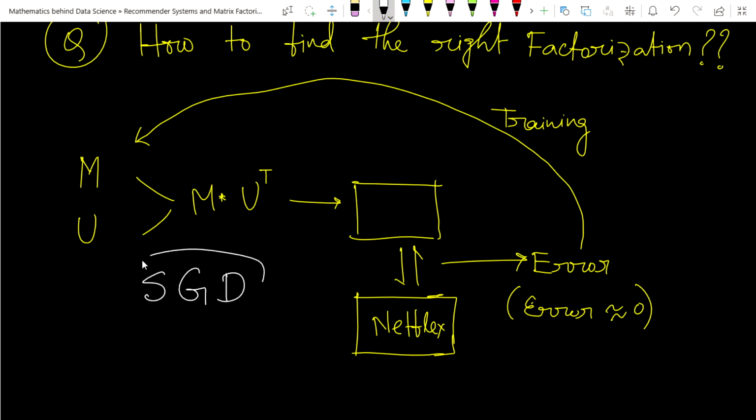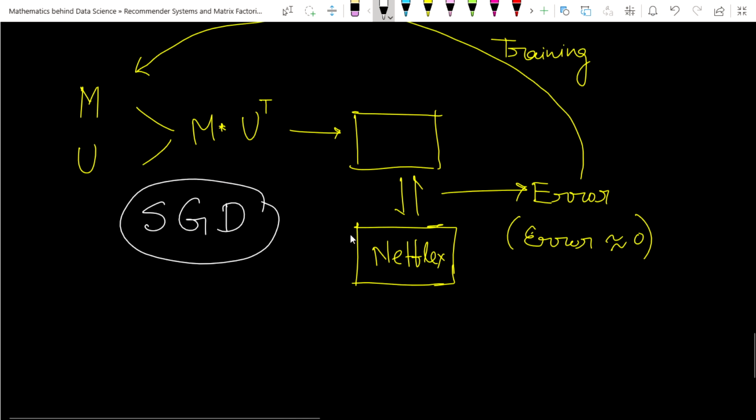Just see this chapter, stochastic gradient descent, then you can easily understand how these updates work and how the training phase is actually doing it. We can easily do this with simple stochastic gradient descent. But the big question is how to compare this matrix.